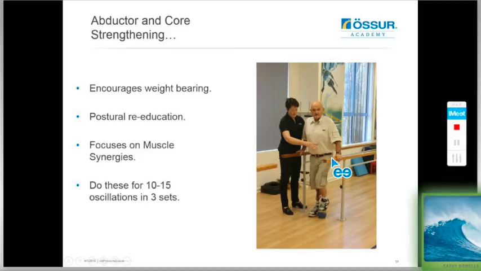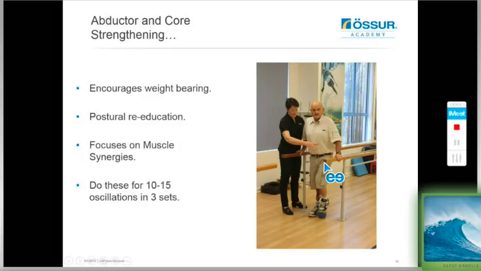We need to look at the muscle synergy that has to happen in order for lateral pelvic shift and weight bearing to happen on the prosthesis. We need to choose exercises that encourage weight bearing, such as destabilising the intact limb that we've got here on a small ball. If we do this in front of a mirror, we can posturally re-educate the patient.